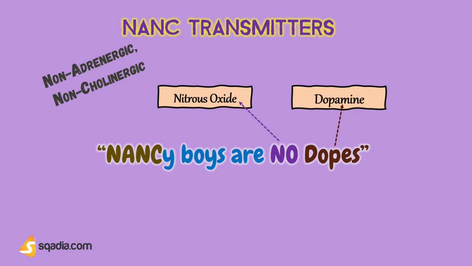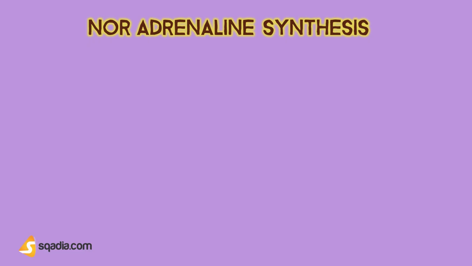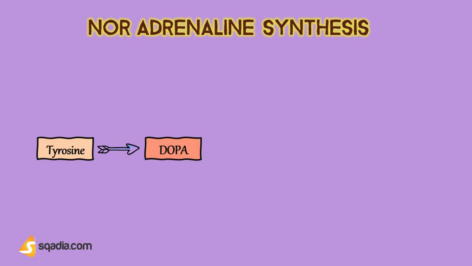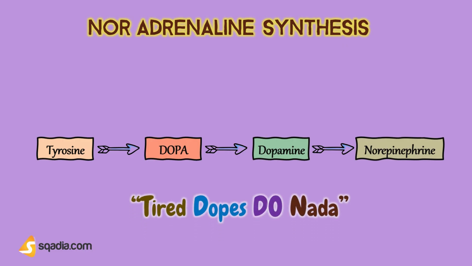Now the next mnemonic is about the synthesis of one of the important catecholamines, which is noradrenaline. The 3 stages of noradrenaline, or norepinephrine, synthesis are: tyrosine, that is its precursor, first synthesizes dopa, or dihydroxy-L-phenylalanine, which forms dopamine, and ultimately norepinephrine is synthesized. Here's a handy reminder of these steps. Tired dopes do nada. T for tyrosine, D for dopa, do for dopamine, and then nada to remember noradrenaline.